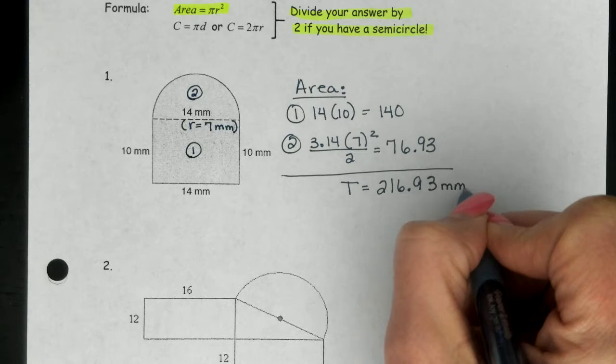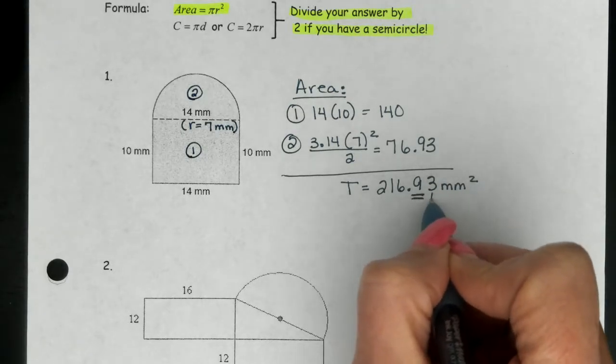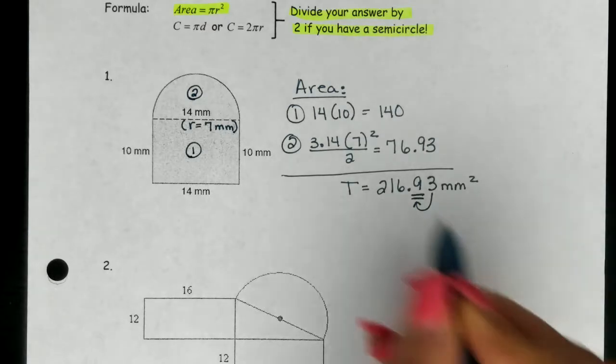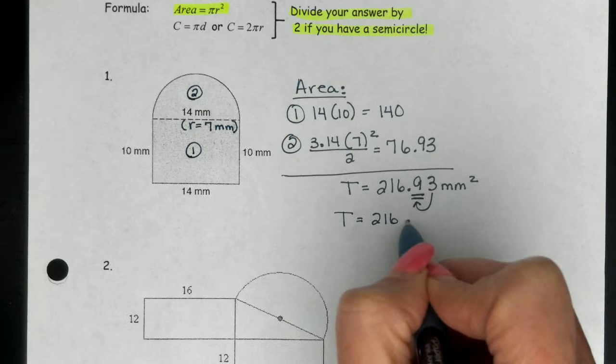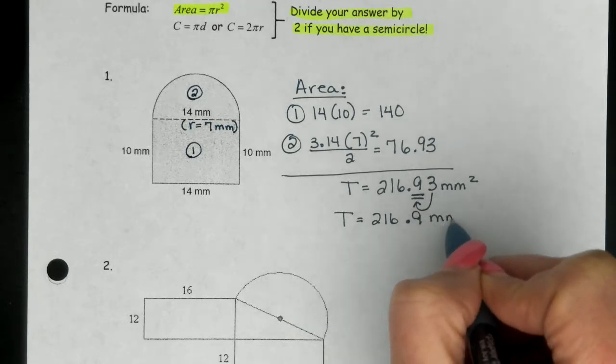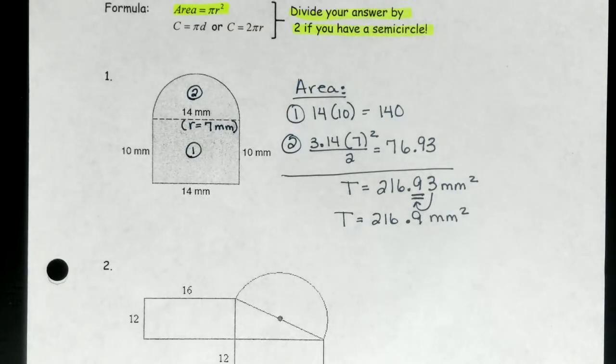216.93 millimeters squared. Now, if you're rounding to the nearest tenth, then we're going to look at the number behind that, and we're going to get a total area of 216.9 millimeters squared. That 3 is not enough to round that 9 up, so we're going to leave it at 9.